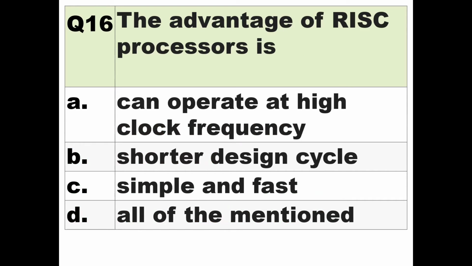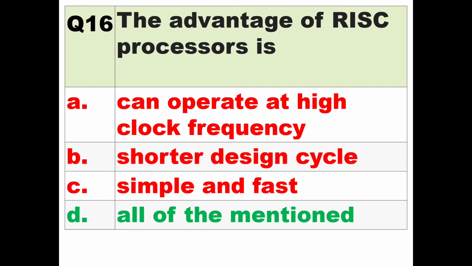Okay. Then we'll go to question number 16. The advantage of RISC processor is, okay, so here the options given are: option A, can operate at high clock frequency; option B, shortened design cycle; option C, simple and fast; and option D, all of the mentioned. Okay, so I think all these options are true in case of RISC. It can operate at high clock frequency, it has a shorter design cycle, it is simple and fast. So all the above mentioned will be the advantage of RISC processor.